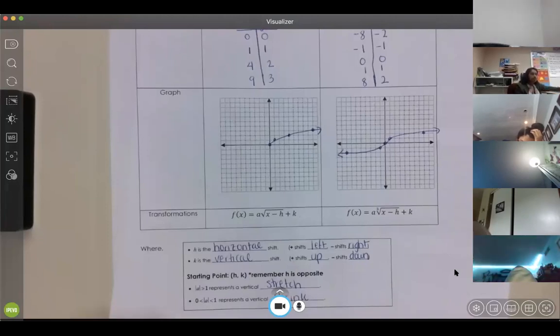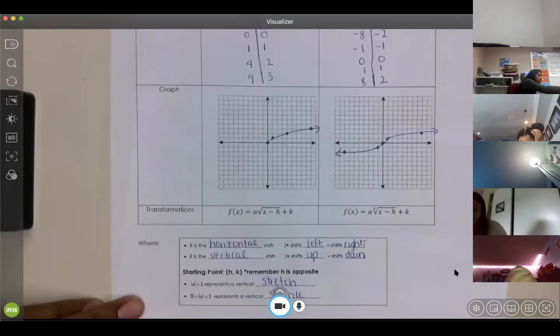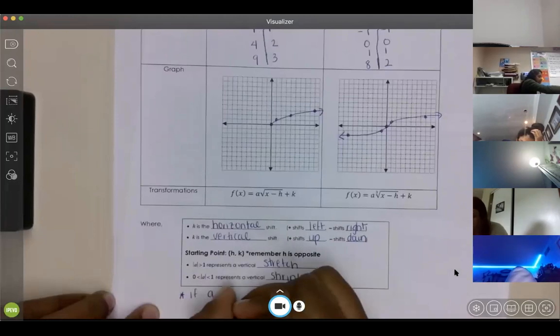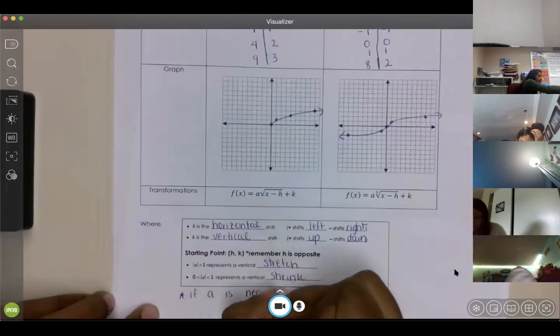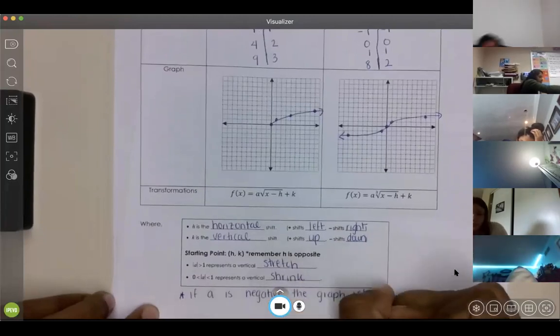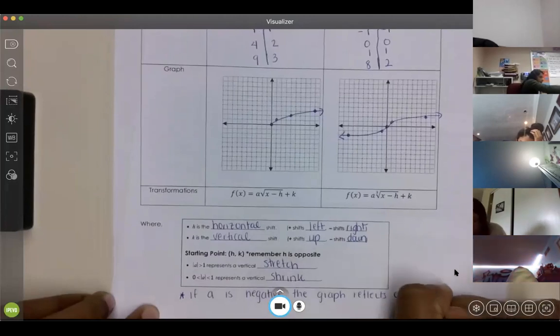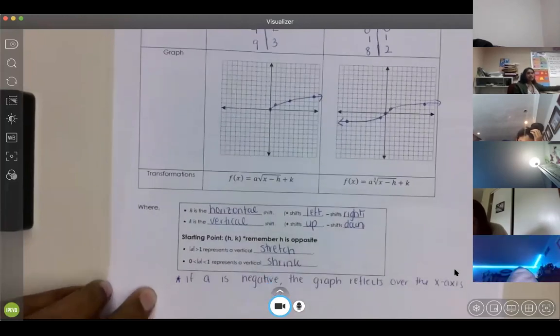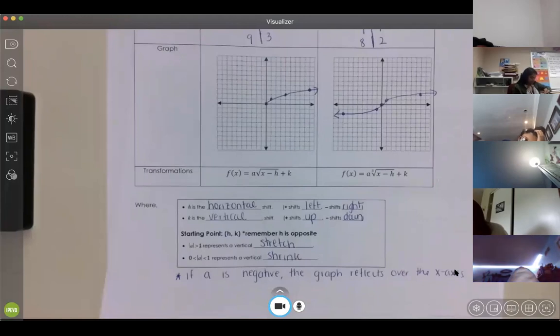The other thing that the a value will tell you is if there's a reflection. So if a is negative, the graph reflects over the x-axis. If a is negative, the graph reflects over the x-axis. Does anyone need more time to copy it down before I flip the page?